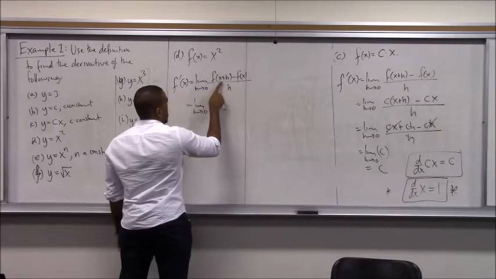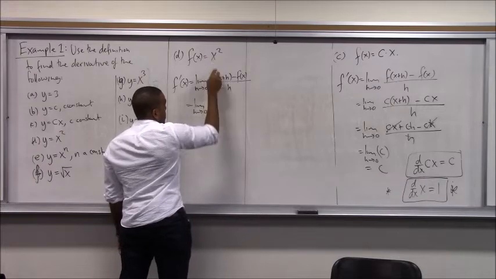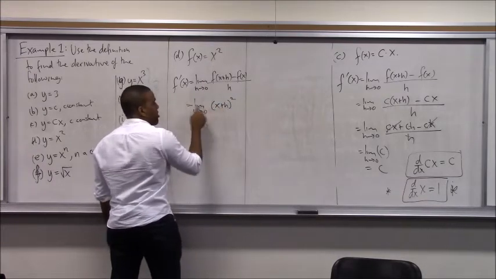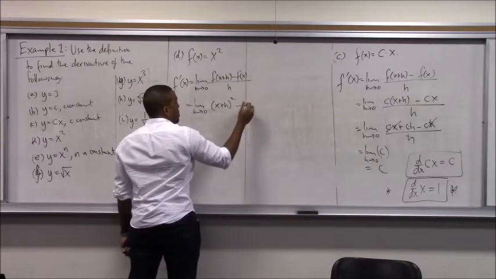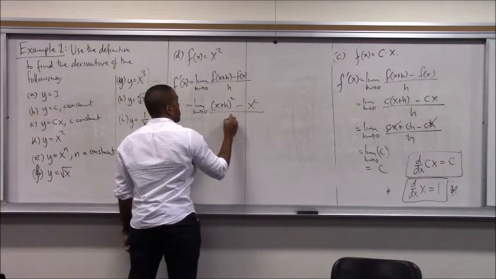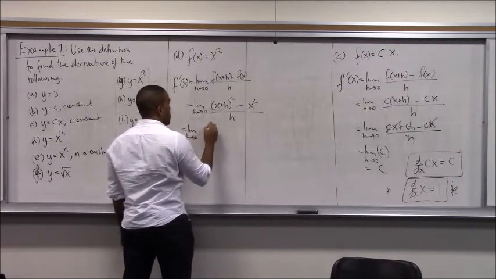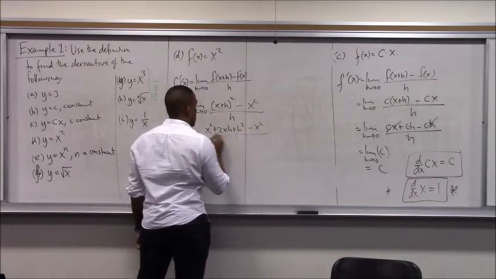f of x plus h means I look at the formula, and wherever I see an x, I replace it with x plus h. So x plus h squared. You don't write the f again. Minus f of x is x squared, over h. How do I simplify that? Expanding, x squared plus 2hx plus h squared minus x squared, all over h.